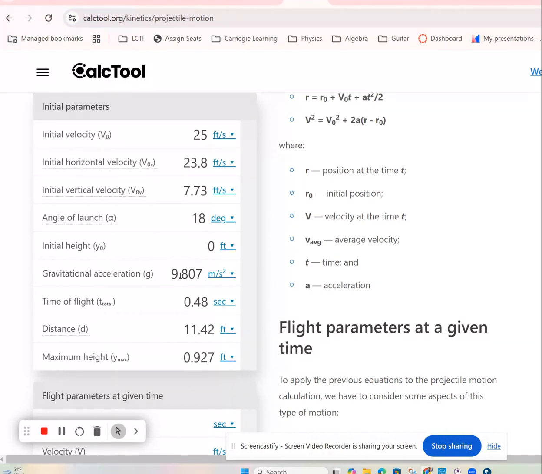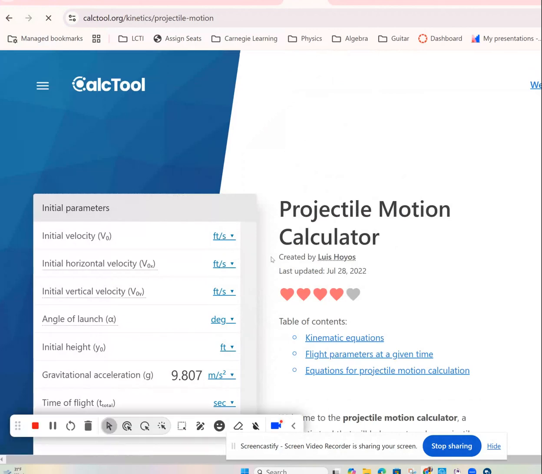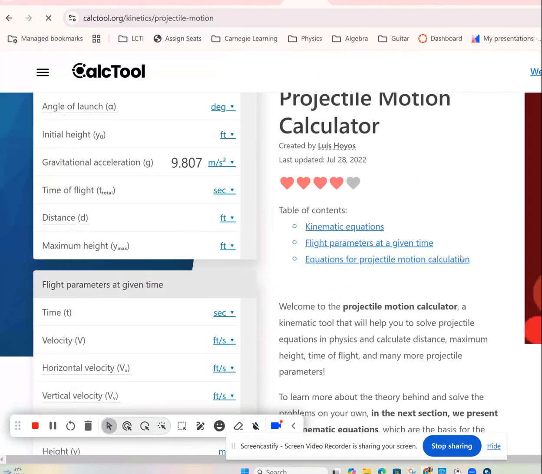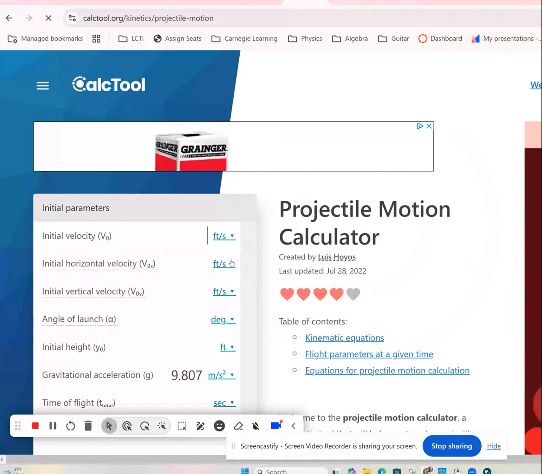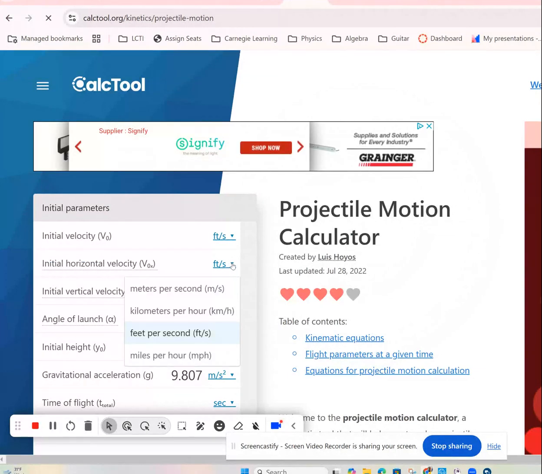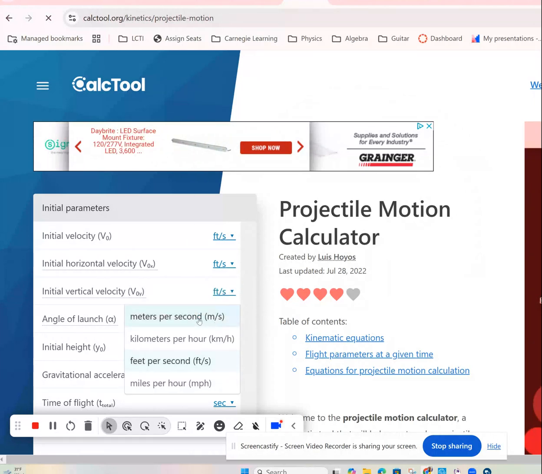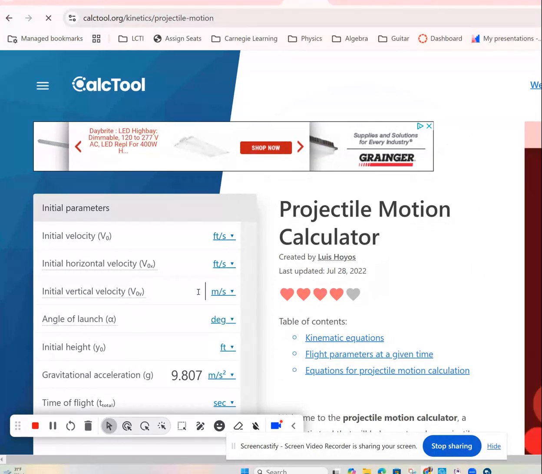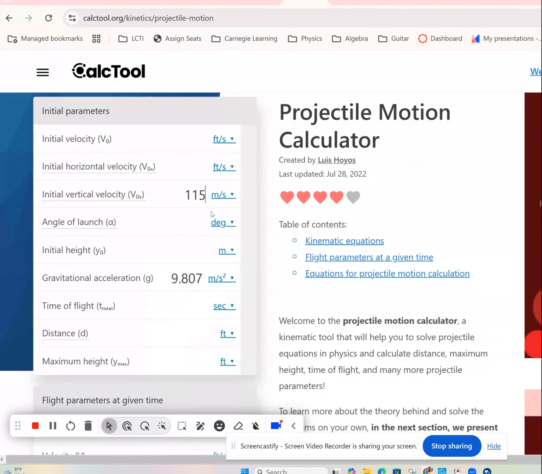Now, anytime you want to start over and do another one, I would refresh the screen. Now, what if, okay, we're gonna do this. Now, I always do it in meters per second. What if I'm only given the initial vertical? So here, let's say the initial vertical is 115 meters per second. And I tell you the initial height, again in meters, is 0. Then what it's going to give you is the time of flight, how long it's in the air, and it's also going to give you the max height.